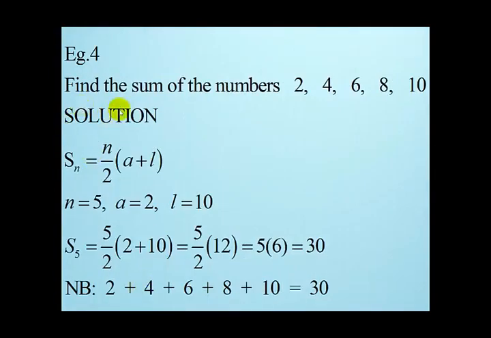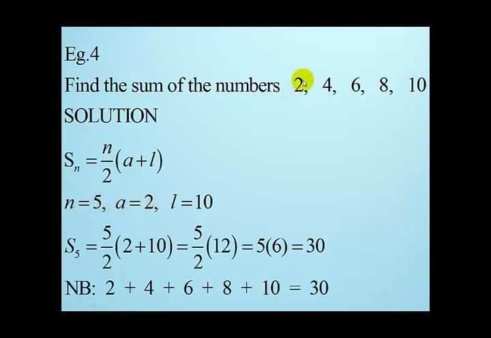Now let's consider this example. Find the sum of the numbers 2, 4, 6, 8, and 10. The first term is 2 and the last term is 10. Now we know the last term, and so we use the formula Sn equals n over 2 into bracket a plus L. We know that n is the number of terms, a is the first term, and L is the last term. When we count the number of terms, we have 1, 2, 3, 4, 5, and that is why n is equal to 5. The first term a is equal to 2.